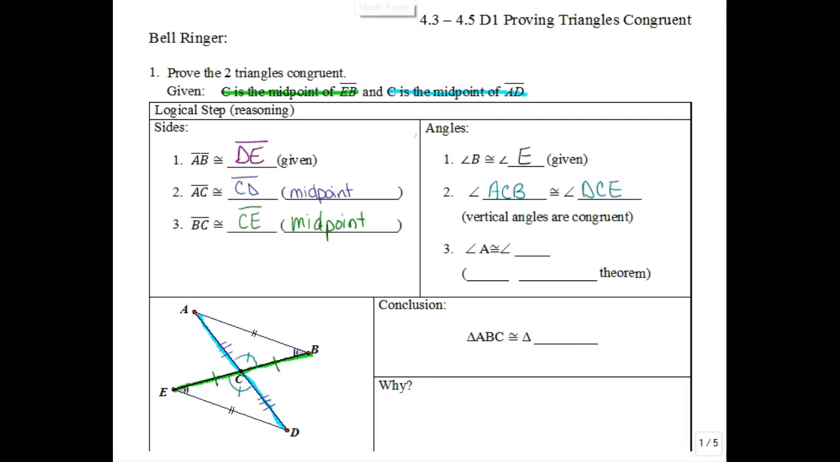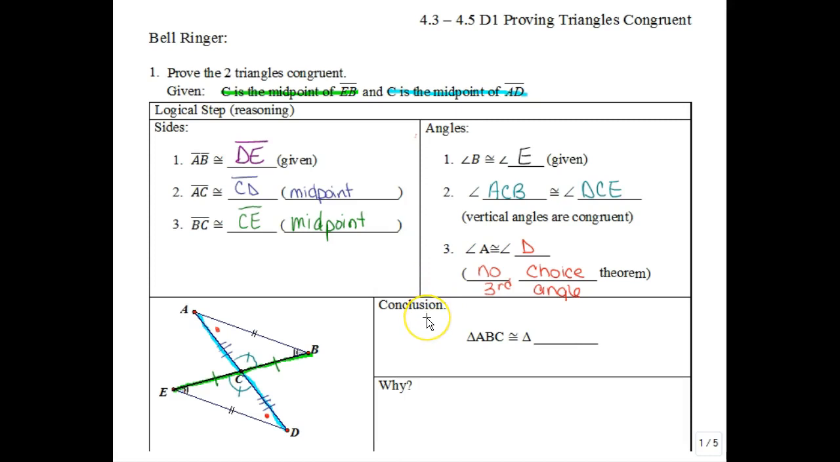Lastly, we're looking for angle A to be congruent to angle D, and that reason is the no choice theorem. You also might see it written as the third angle theorem, but I prefer no choice.